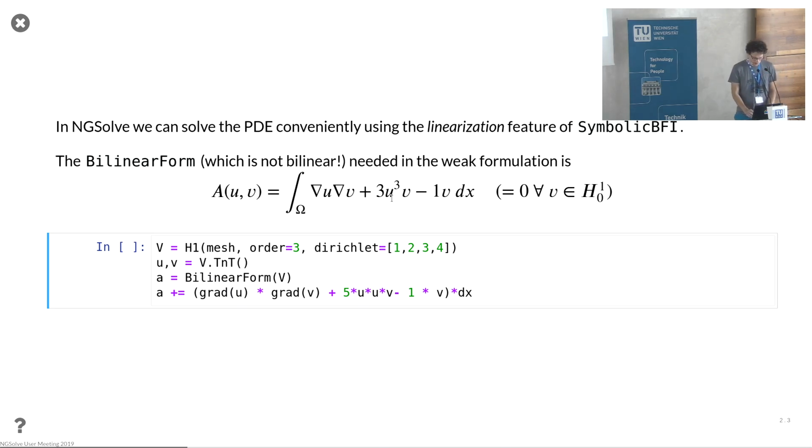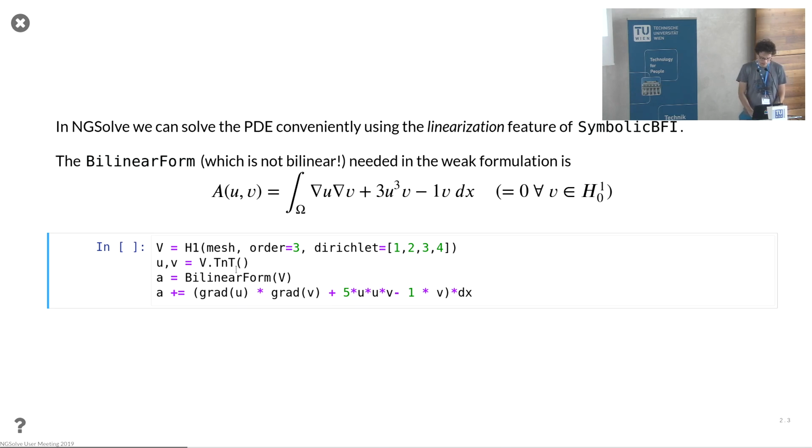Oh, this is again wrong. I think this was wrong at the last user meeting already, but okay, so you can directly write down what you would like to have. So here, let's say this is your nonlinear form that you want to have in your discretization. So it has a nonlinearity. So here it's 3 times u cubed. Here it's 5u squared. It doesn't really matter. You can just write it down as such.